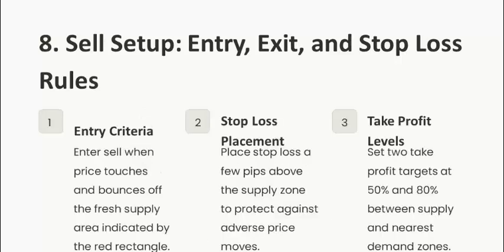Buy trade setup. Here's how to structure a long trade using supply and demand. 1. Entry, when price touches a fresh demand zone marked in blue. 2. Stop loss, a few pips below the demand zone. 3. Take profit, exit half your trade at the midpoint between demand and supply, and the rest at 80%. 4. Trailing stop, once the first profit target hits, move your stop to break even or better to lock in profits.